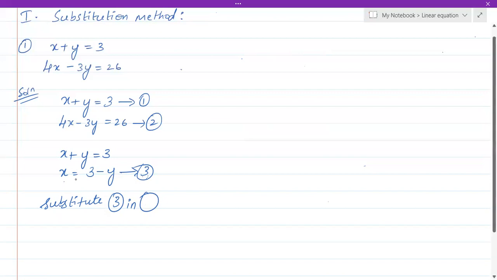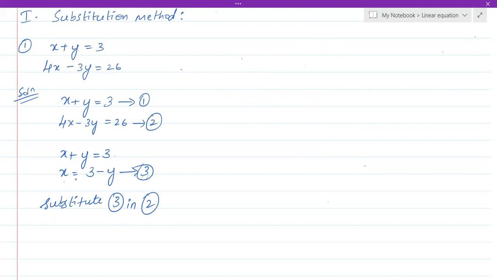Do not put it in equation 1, because then definitely you are not going to get any answer. How did you get this equation 3? With the help of equation 1. So you're going to put it in the other one, that is equation 2. Substitute equation 3 in equation 2.